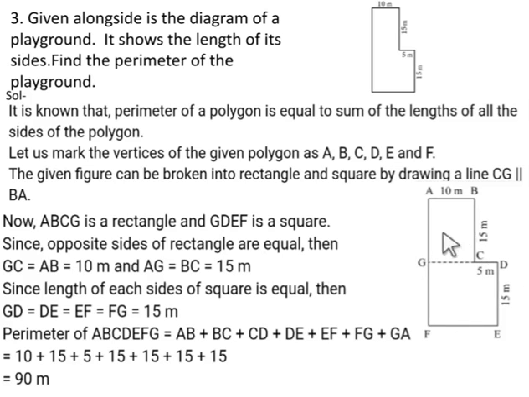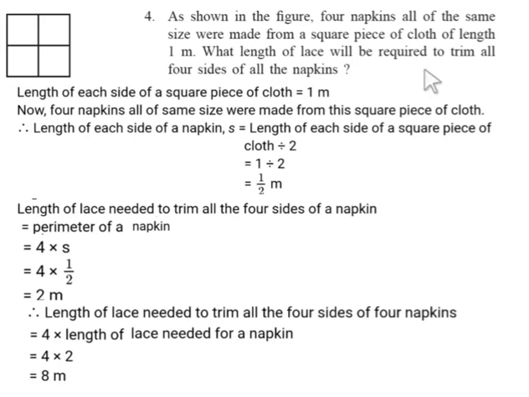Here opposite sides of the rectangle are equal, then GC equal to AB equal to 10 centimeter and BC equal to AG is equal to 15 centimeter. Since the length of all sides of a square are equal, then the length of GD, DE, EF and FG will be equal to 15 meter. So the perimeter of this closed figure will be equal to 10 plus 15 plus 5 plus 15 plus 15 plus 15 plus 15, which is equal to 90 meter. Hence the perimeter of the playground is 90 meters.